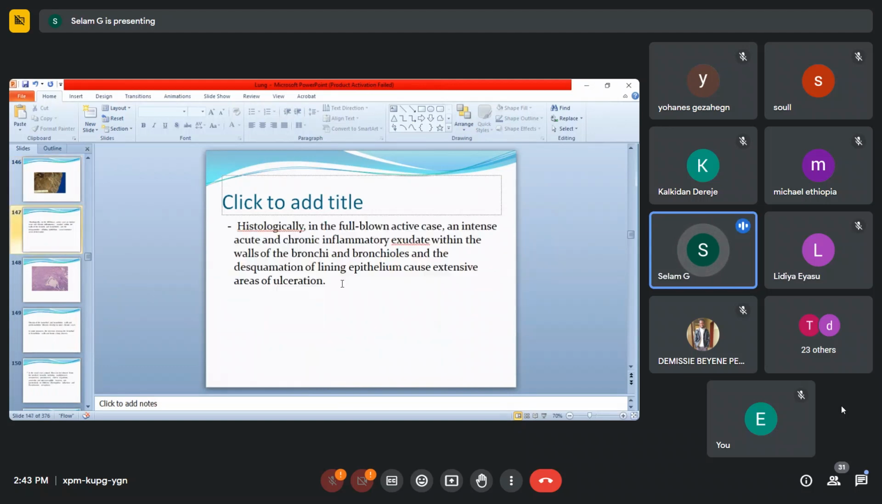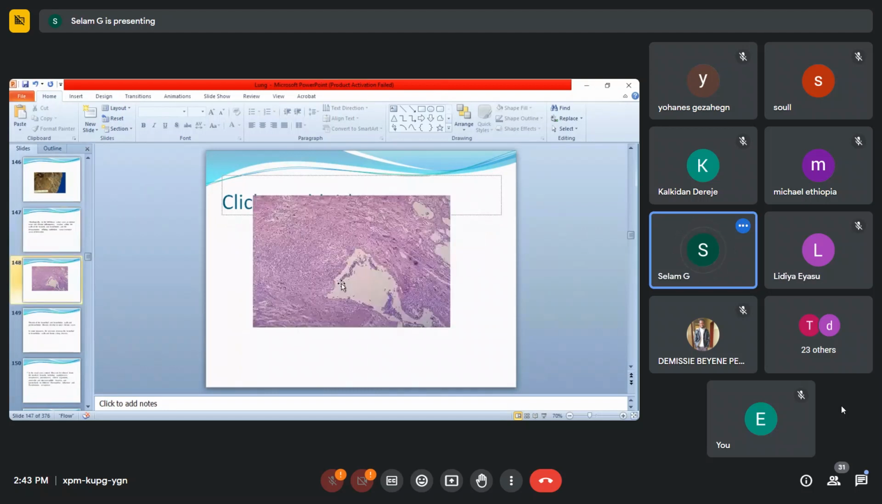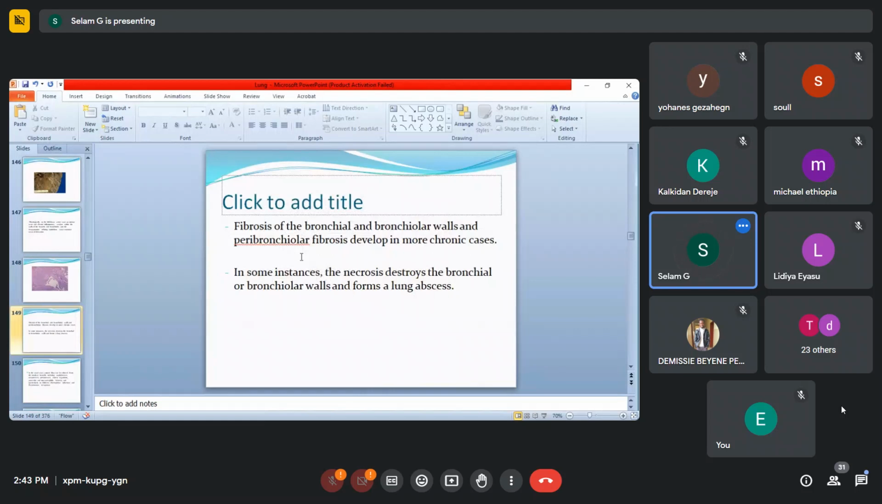Histologically, in the full-blown active case, an intense acute and chronic inflammatory exudate within the wall of the bronchi and bronchioles, and the desquamation of lining epithelium causes extensive areas of ulceration. You see ulcerated epithelium, you see the epithelium has been sloughed off, and you see this dense chronic inflammatory area. Fibrosis of the bronchial and bronchiolar wall and peribronchiolar fibrosis develop in more chronic cases. In some instances, the necrosis destroys the bronchial or bronchiolar wall and forms a lung abscess.